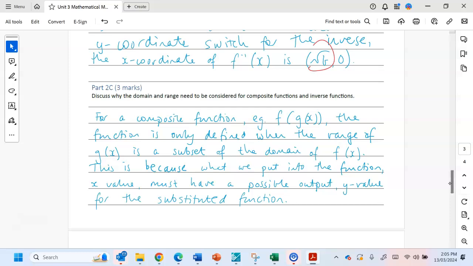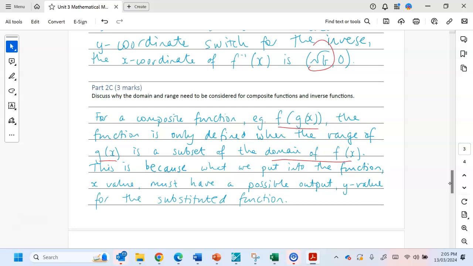So for a composite function, so f of g of x, the function is only defined when the range of g of x is a subset of the domain of f of x. Okay, so it's talking about why you need to consider the domain and range. So that statement, you know, can come straight from your notes. You can have your notes in this SAC, in your SAC.